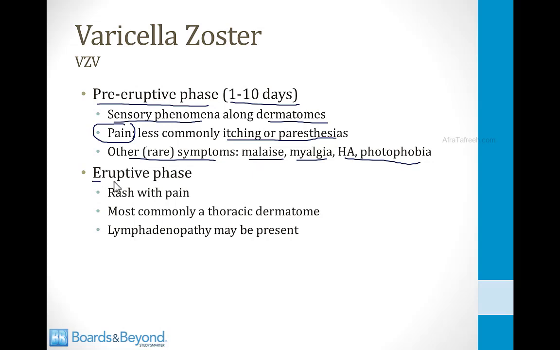When the rash develops, that's called the eruptive phase, and patients develop a characteristic rash with pain, usually along a thoracic dermatome like I showed you in the last picture. Sometimes there can also be lymphadenopathy present.